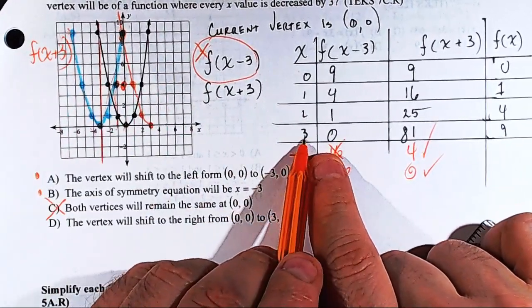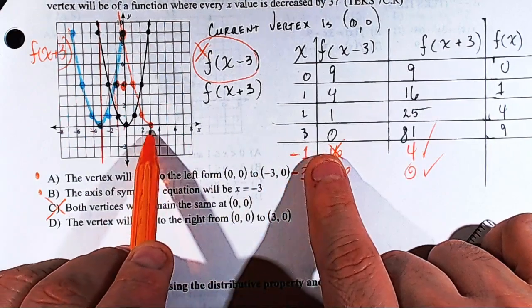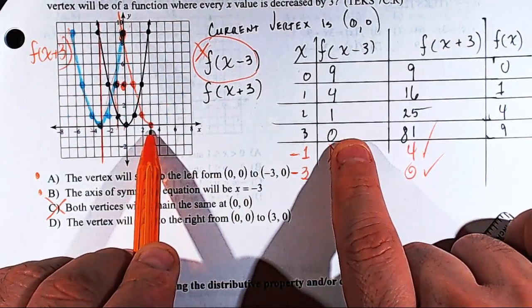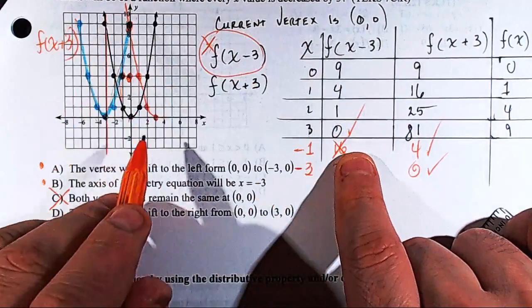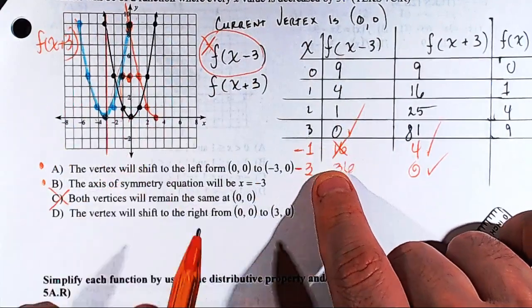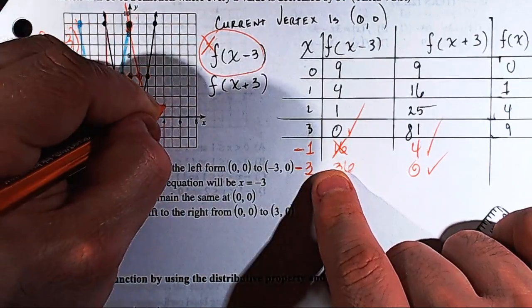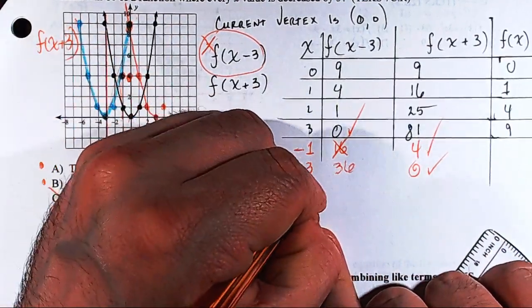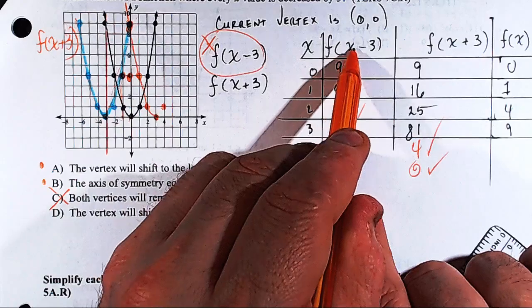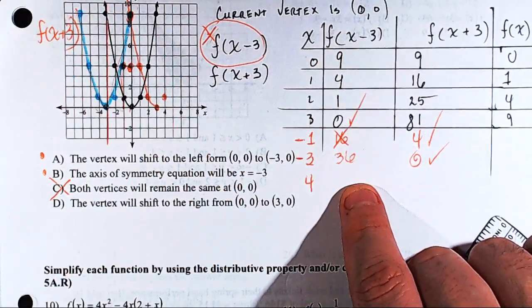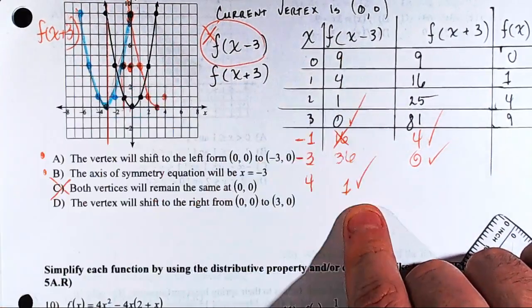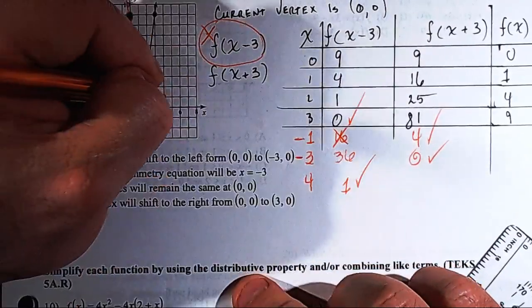look right here. When x is 3, y is 0. Check. When x is, why don't we try x is 4? We should expect y to be 1 right here. So why don't we try 4? When x is 4, 4 minus 3 is 1. 1 squared is 1. Bingo. X minus 3. I'm getting this.